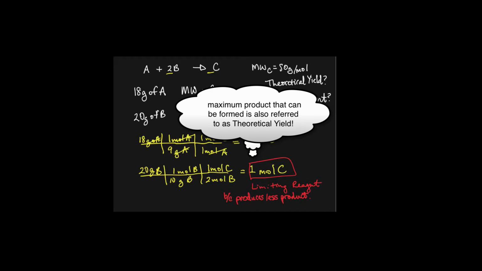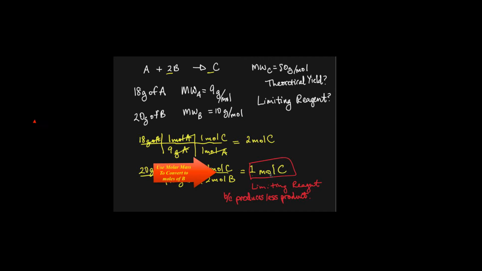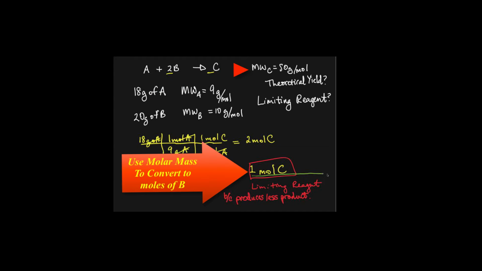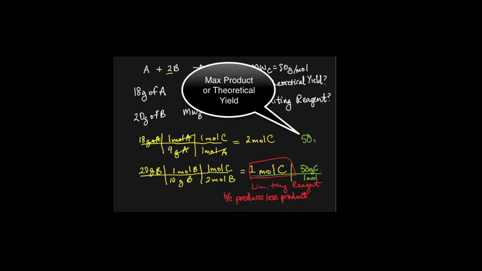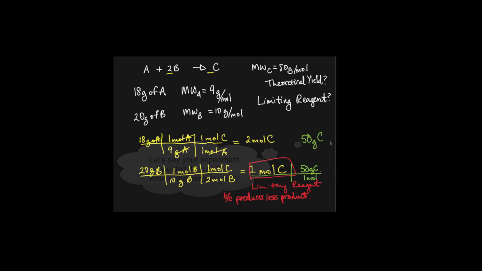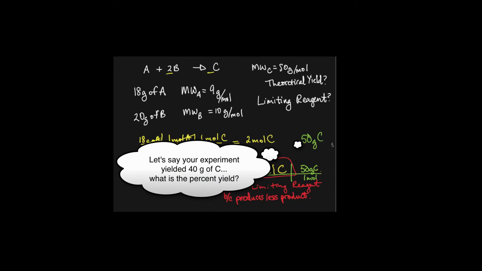So if I had this, 1 mole was produced when I started with 20 grams of B, the limiting reagent. Take this a little bit further, and I say, okay, I have 1 mole is 50 grams of C. So in this case, since I only had 1 mole, it's not going to change this answer at all. So that means that my theoretical yield is 50 grams of C. Let's say I told you in the problem you only got 40 grams of C.